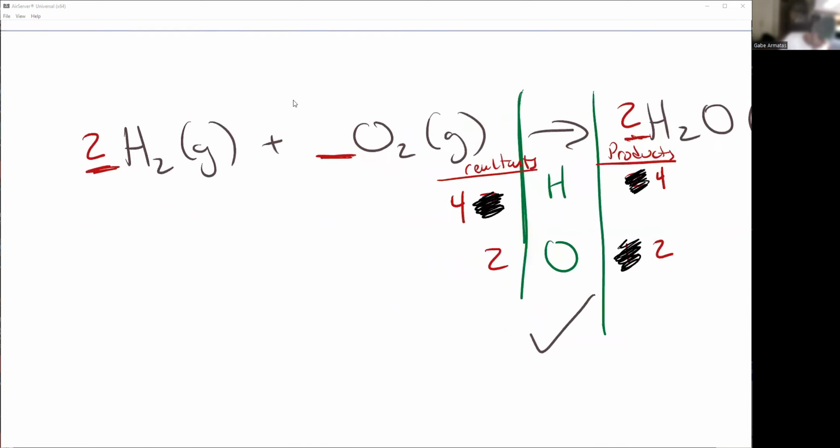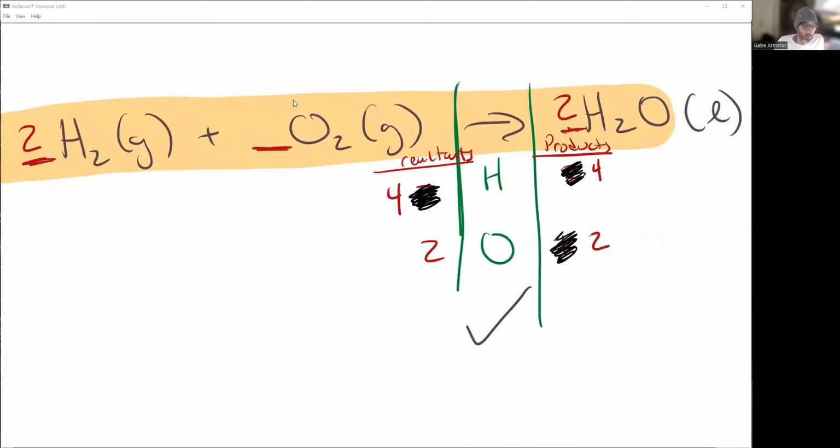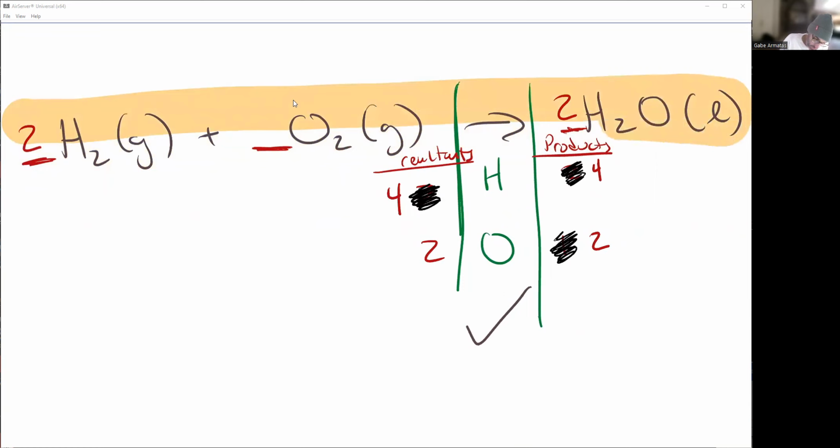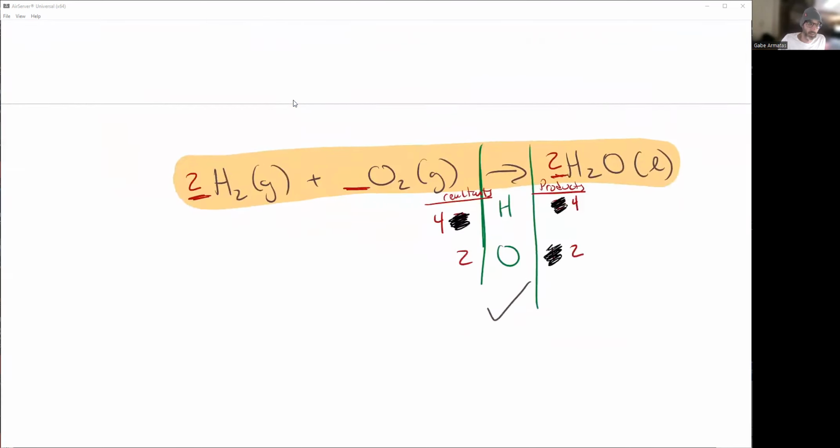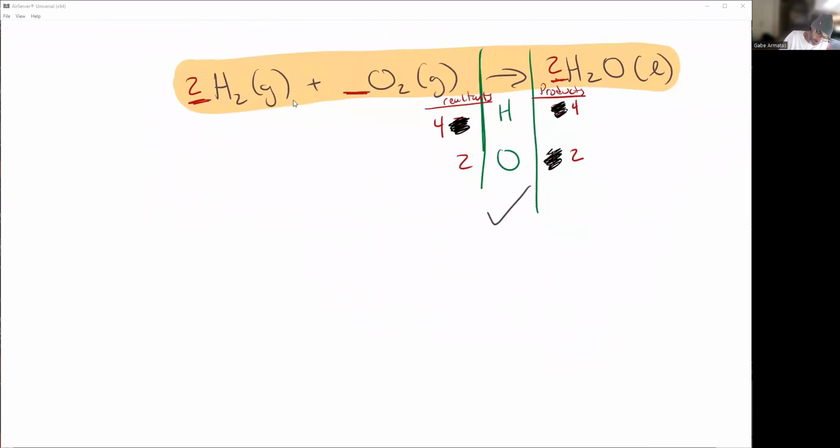So the final result is 2 hydrogens, 1 oxygen molecule, to yield 2 water molecules. So this thing is balanced out. Okay, good. All right, so let's try something else. This is a combustion reaction, which we will do later.